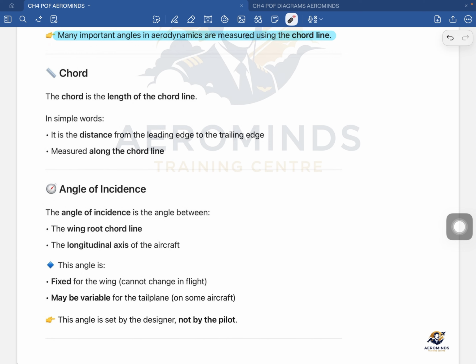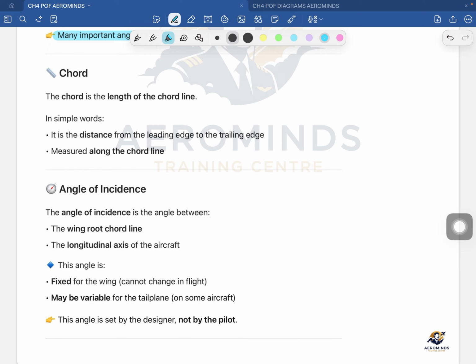Also remember that DGCA sometimes asks very direct questions like what is chord, or what is chord length. So do not confuse chord with thickness or span or anything else. Chord is the front to back distance, and not top to bottom or wingtip to wingtip. We'll study thickness and span also, but first we'll focus on the chord.